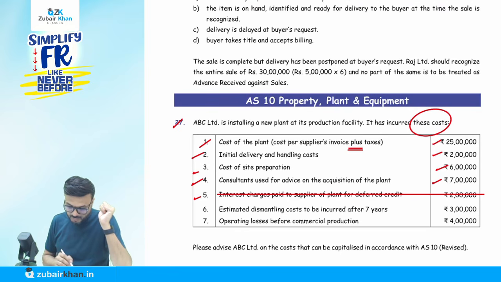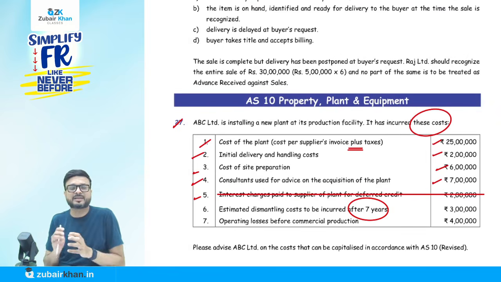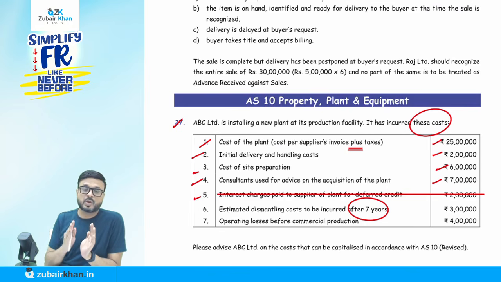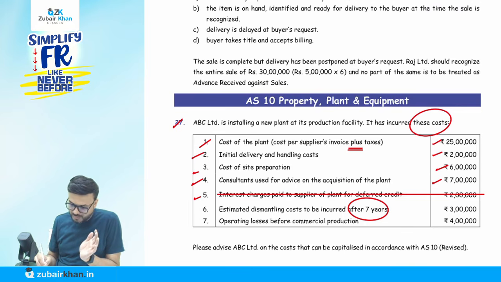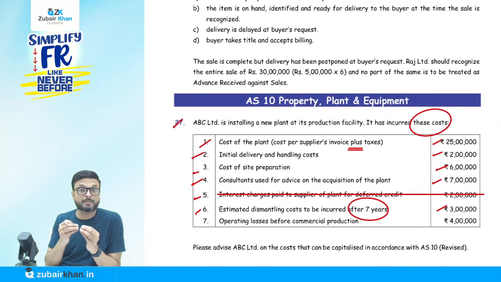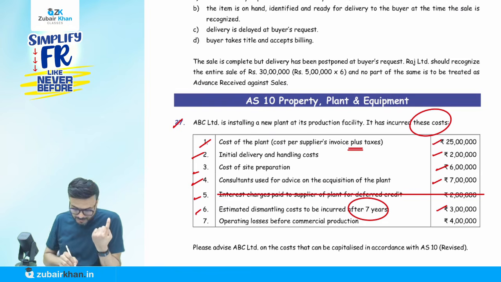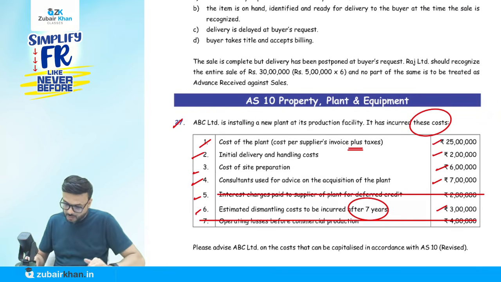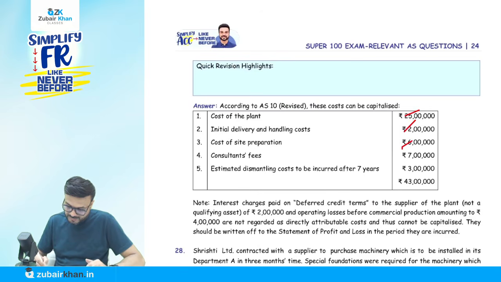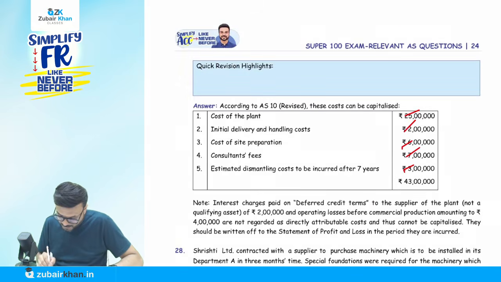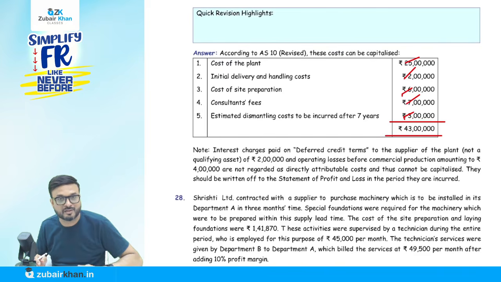Estimated dismantling cost to be incurred after 7 years. Rarely they will give the present value. This is the cost you have to incur after 7 years, but the AS tends to record the present value. If they have not given the present value, we are going to record it as 3 lakhs only. But if they give you the present value factor, multiply with the discounting factor, calculate the present value and then add that. Operating losses, I told you, are not a part of the cost of the PPE. So here 25, 2, 6, 7 and 3. Okay, 43 lakh. You got 7 marks.